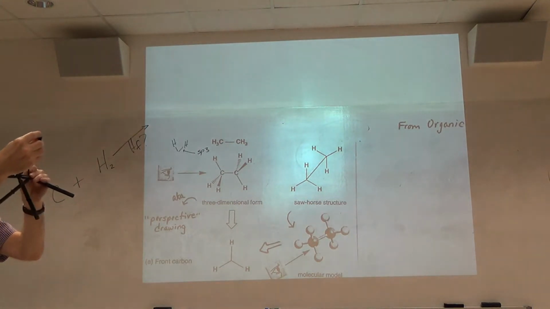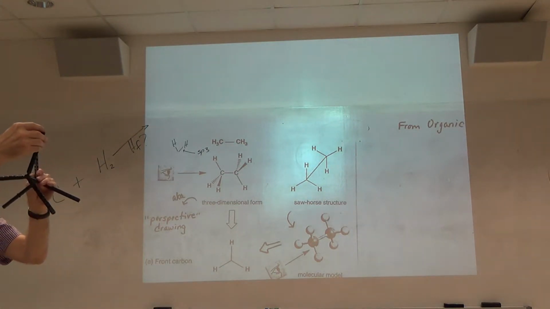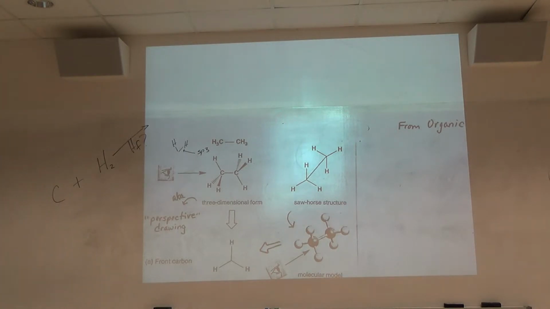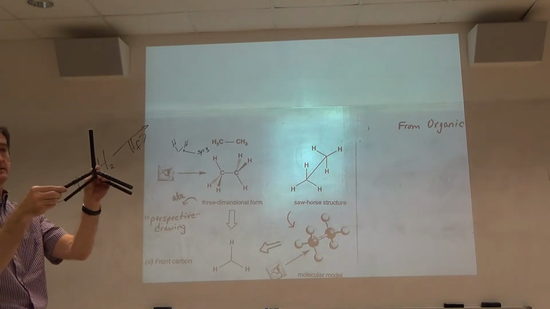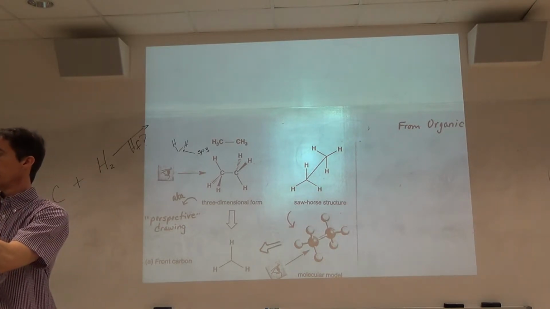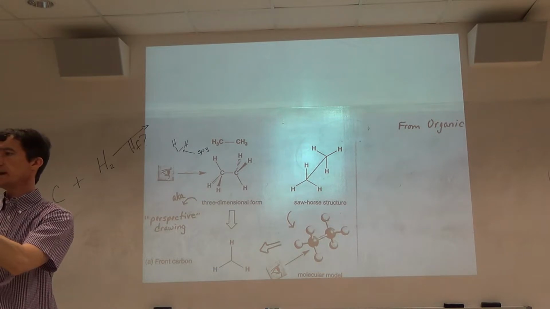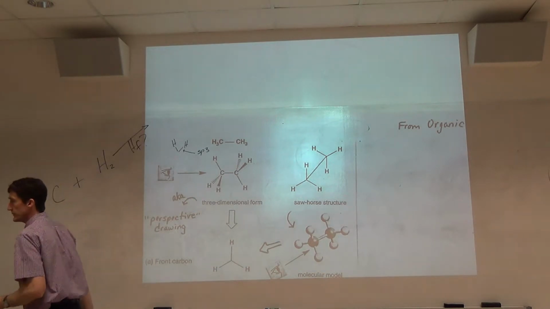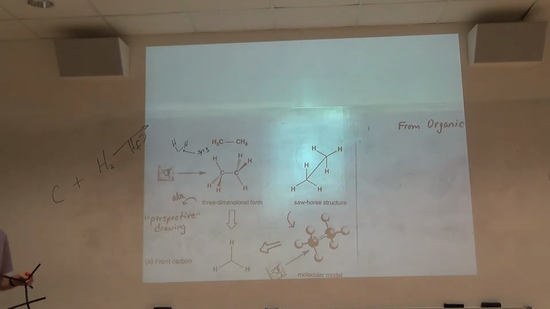Eclipsed, staggered, eclipsed. We did a full round and round. How many different conformations did we really do? Two. We really only did two, because that eclipsed is actually the same as that eclipsed. All right, we really only did two conformations. Each one has an energy, a potential energy.